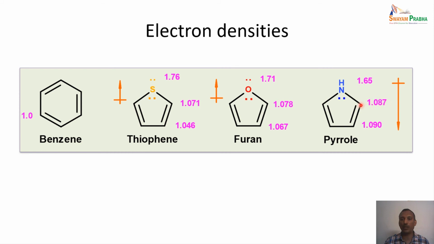So that means this particular carbon is having higher electron density than the carbon in the thiophene. In the case of furan, it is in between thiophene and pyrrole. And if we look at the beta carbon, it is having 1.046 only as the electron density in the case of thiophene, whereas in the pyrrole it is very high. So in other words, this carbon is more electron rich compared to this carbon in the case of pyrrole, whereas it is the reverse in the case of thiophene or furan.